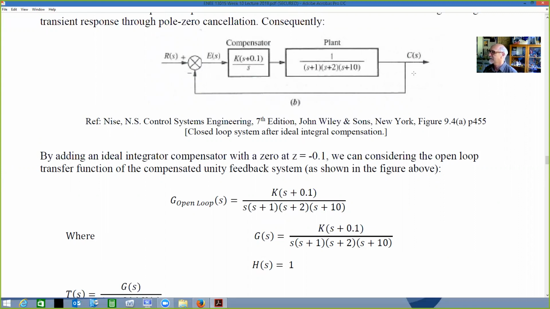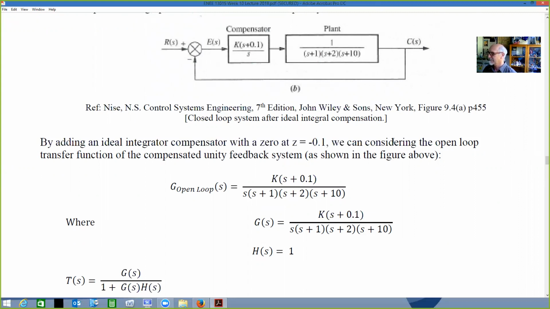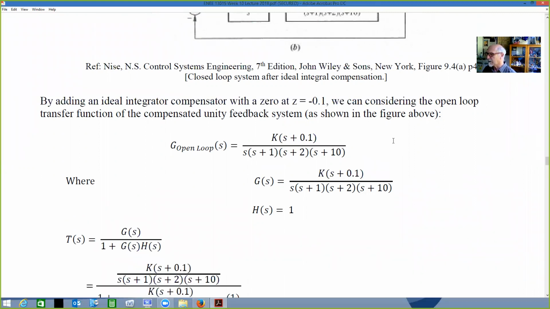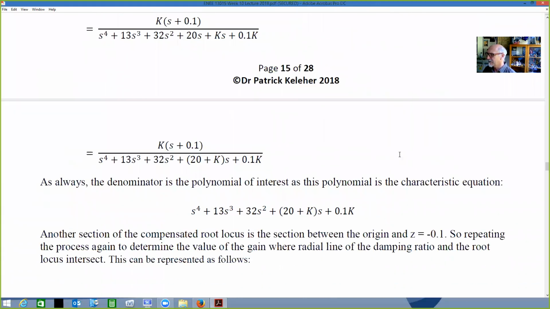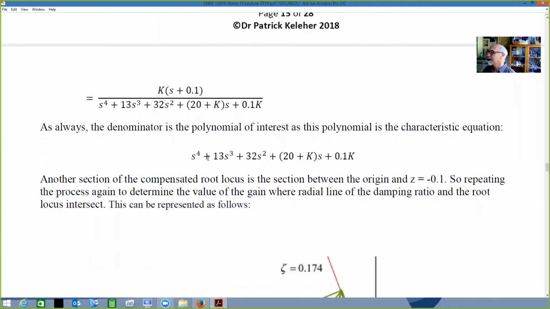I'm going to do exactly the same thing now, generating that unity feedback. So we end up with this expression now, which is a 4th order expression, as you can see. Again, that's going to give us that characteristic equation. So that's s to the 4th plus 13s cubed plus 2s squared plus (20 plus k)s plus 0.1k.